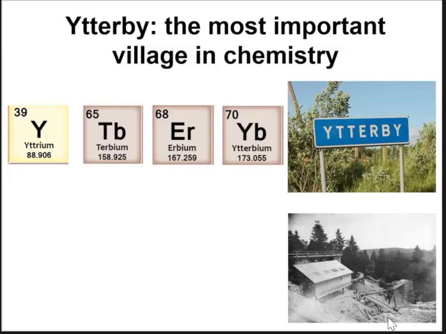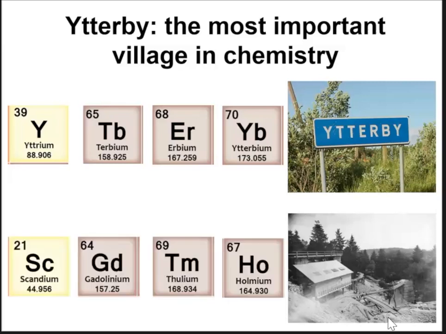So there we go, a Swedish town, four of the rare earth elements discovered in this little town. And not only that, but others were discovered nearby. So scandium is discovered there, gadolinium is discovered there, thulium is discovered there, and holmium. So scandium after Scandinavia, gadolinium after gadolinite, the mineral discovered near this town.